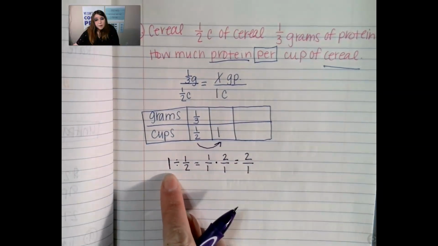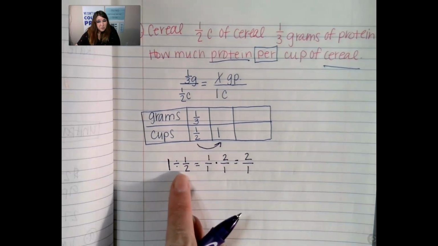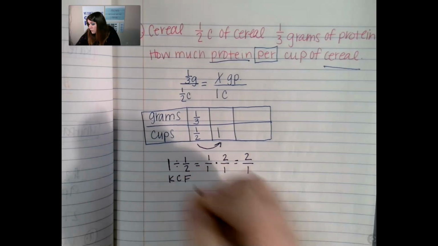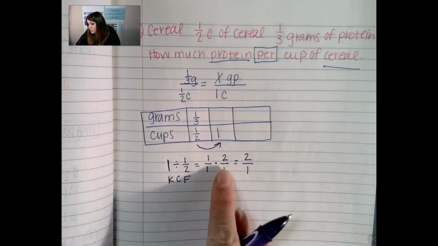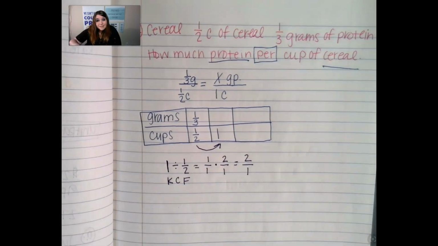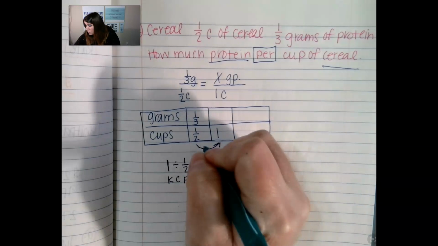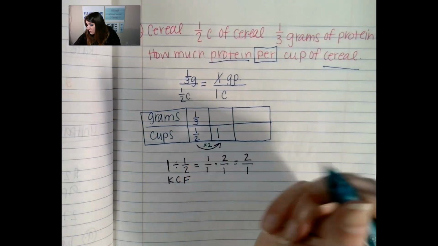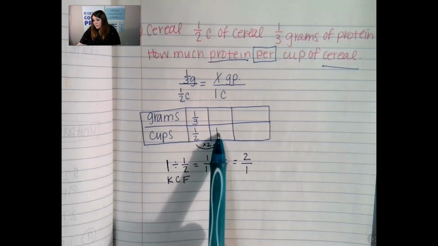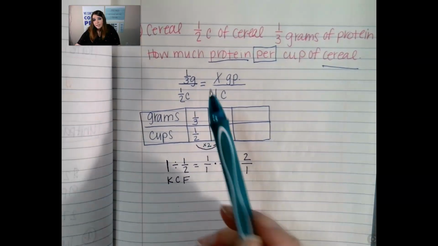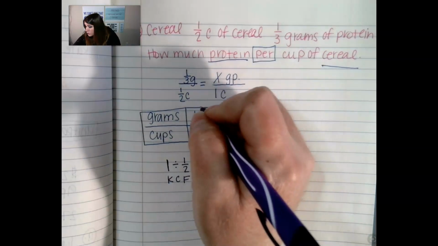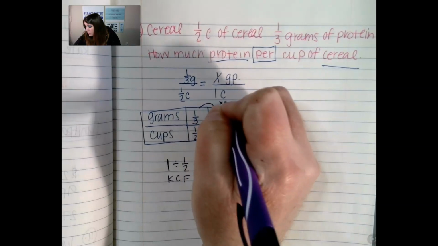So again, this is where that multiplication comes in of keep, change, flip. I kept it, I changed it, I flipped it. I get 2/1. So that means that I multiply times 2. When I multiply by 2, 1 times 2, that gives me a whole. I need to multiply on the top by 2.